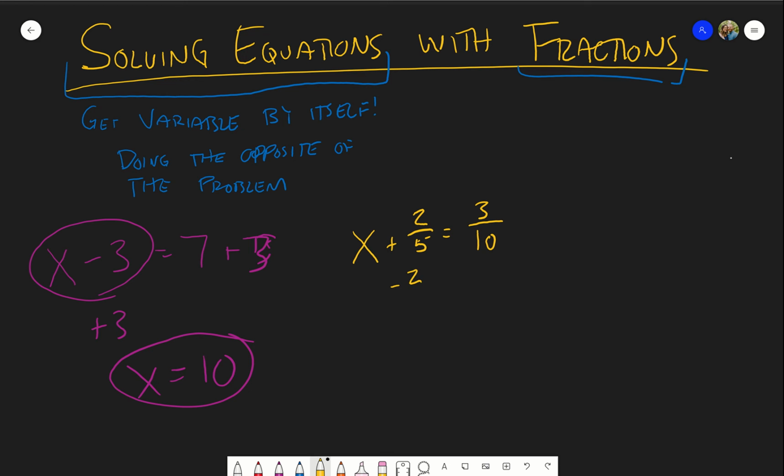Okay, so we're going to come over here. We're going to minus 2/5 on both sides. Remember, in order to minus, same denominator. So let's make this one 4/10. Now we have 3/10 minus 4/10 is -1. 3 minus 4 is -1. 10 stays the same. X equals -1/10.